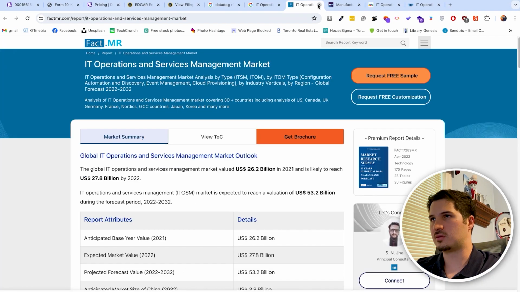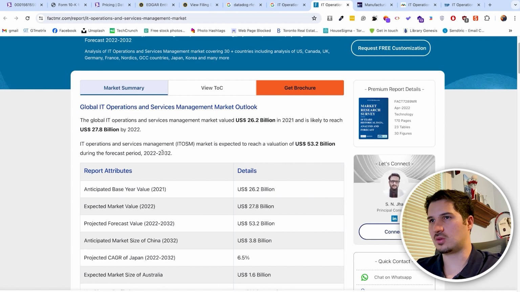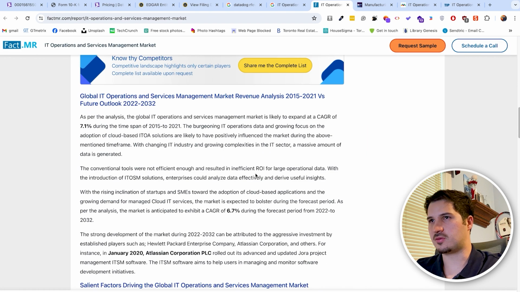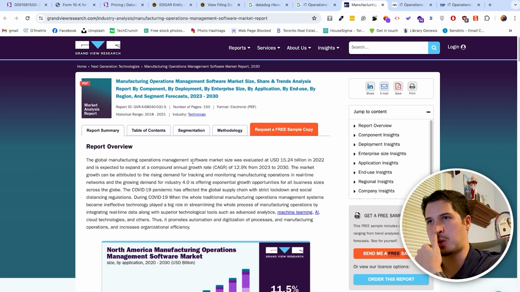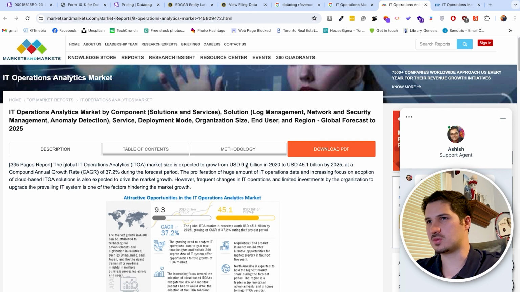Let's see if this makes sense with the other information. So 26, 28, okay, 52 billion, projected CAGR. Yeah, so it looks like maybe 5%. Interesting. Okay, let's see. So 12%. But this is manufacturing operations, so this is different. So let's get out of here. This is IT operations. It's giving a low number here, a very high number here, 37. I don't know. This doesn't seem accurate.